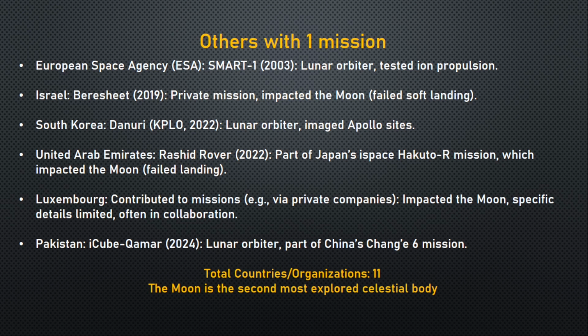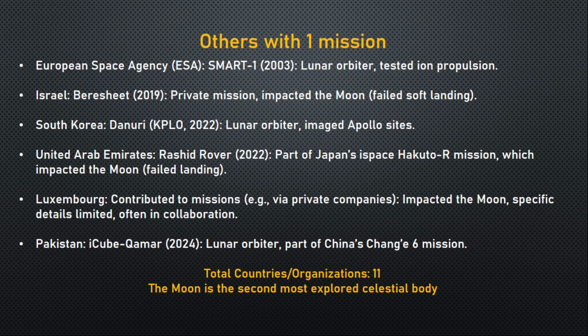So we have South Korea, Danuri in 2022, a lunar orbiter. They have the United Arab Emirates. Their mission was part of the Japanese iSpace Hakuto-R mission, which impacted the moon. So the mission failed. So we have Pakistan, iCube Qamar in 2024, a lunar orbiter, part of China's Chang'e 6 mission. So in total, the number of countries and organizations that have sent a probe to the moon is 11.